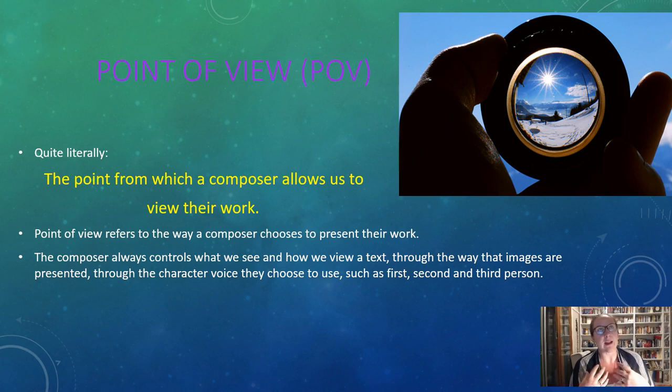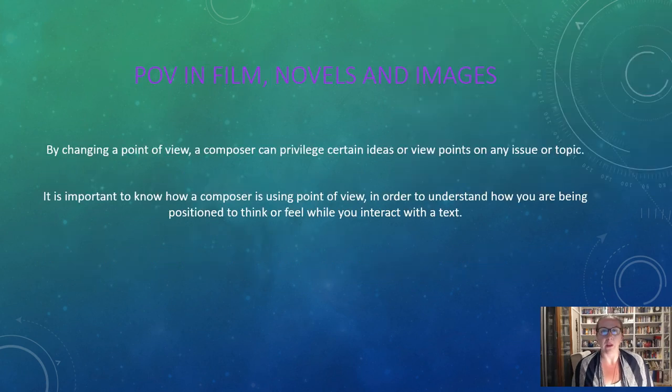So if a writer decides to tell a story from first person point of view, for instance, we might miss out on a whole range of information that could come from other characters. And so it means that a story can be narrowed or it can be widened out. So a composer always controls what we see and how we view a text through the way that images are presented, through character voice, like first, second and third person.